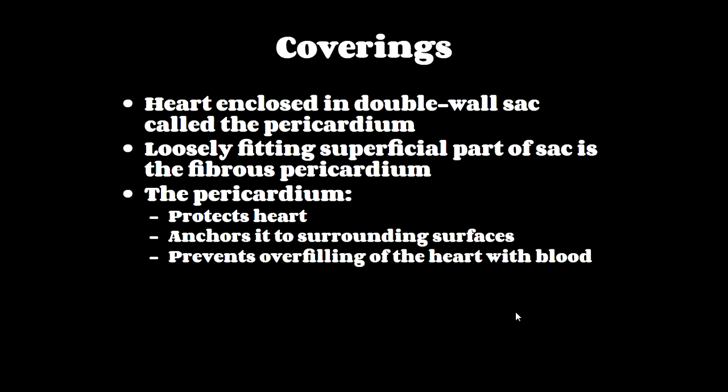So the heart is found in this double-walled sac that's known as the pericardium. There's a very loose-fitting part on the outside that we call the fibrous pericardium because it's made of fibrous tissue. The pericardium has some important jobs. The main one, of course, is to protect the heart. Anytime we can protect the heart, that's good. But also our heart does a very violent contraction, and so the pericardium makes sure that it stays anchored where it needs to be, so that it doesn't go bebopping all around the body. And then, of course, the pericardium is there to prevent overfilling of the heart with blood. So it serves almost like a girdle.